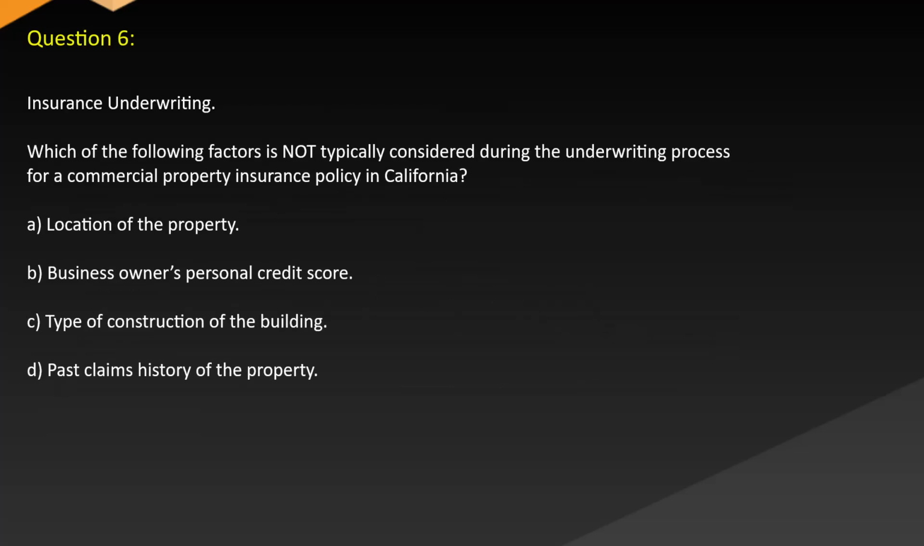Question 6. Insurance underwriting. Which of the following factors is not typically considered during the underwriting process for a commercial property insurance policy in California? A. Location of the property. B. Business owner's personal credit score. C. Type of construction of the building. D. Past claims history of the property.